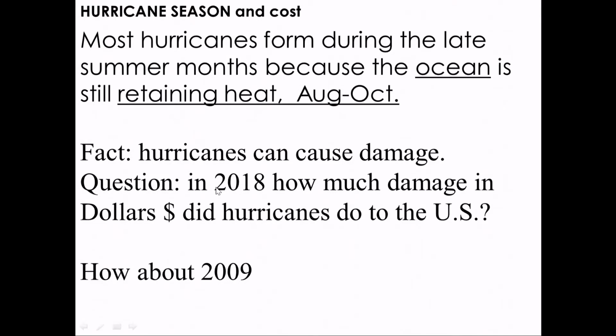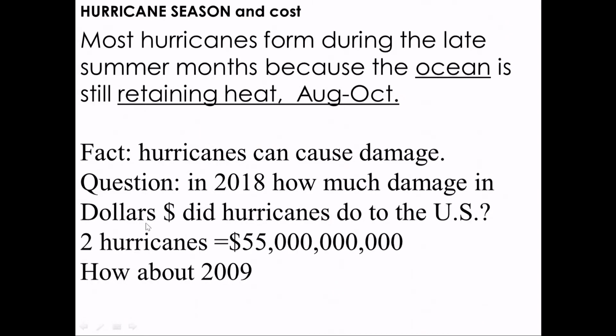Now, as far as damage, let's talk about damage in the U.S. In 2018, how much damage did the U.S. have in dollars versus, let's say, 2009? Well, here's the crazy thing about hurricanes. It's very dependent on where they hit and how strong they are. So in 2018, there were 2 hurricanes that hit the U.S., and it was $55 billion in damage, quite a bit. In 2009, only $125,000 in hurricane damage.